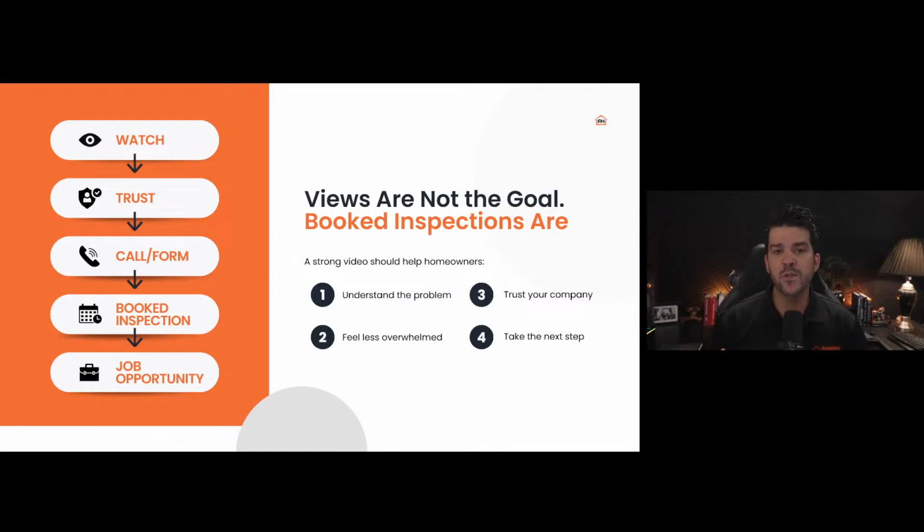Every strong short form video should have at least one clear purpose. It should educate, it should reassure, it should prove, it should invite the next step. And if it does none of these things, it's probably just content for content's sake. And that's not what we're after here.